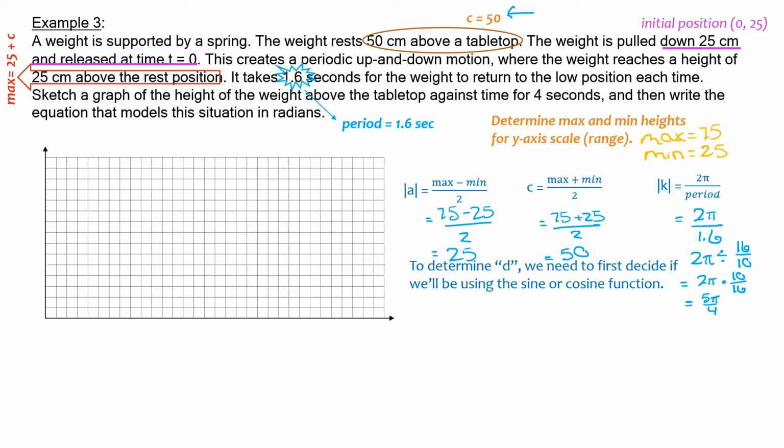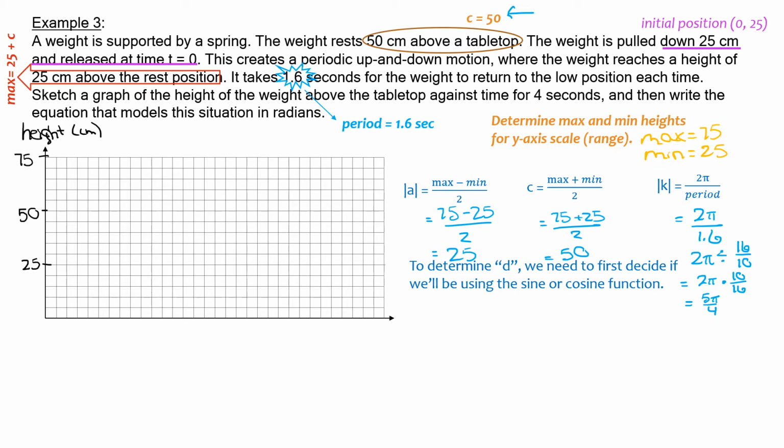Let's go over to the graph here. We're going to put some of these values on the graph. I've got my max and min. I've got my range. So I think I can count by 5s here. My y-axis is my height, and we're measuring that in centimeters. So at the very bottom, 0, that's the tabletop. So we're going to count by 5s, 5, 10, 15, 20, so there's 25.